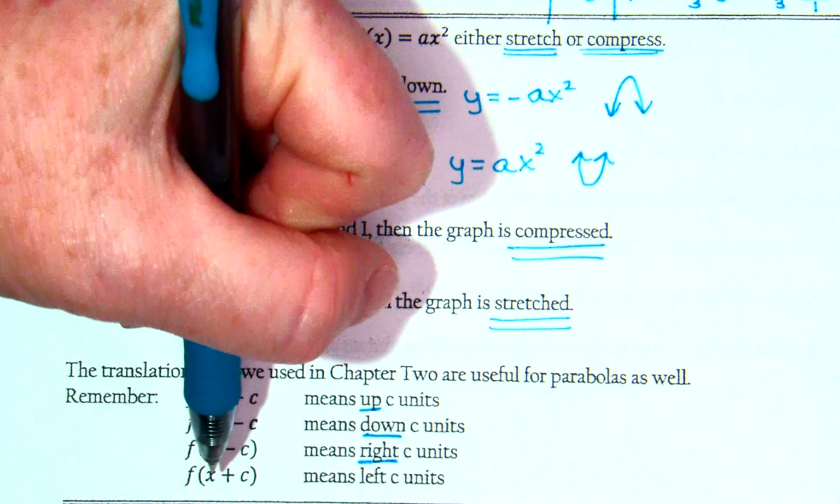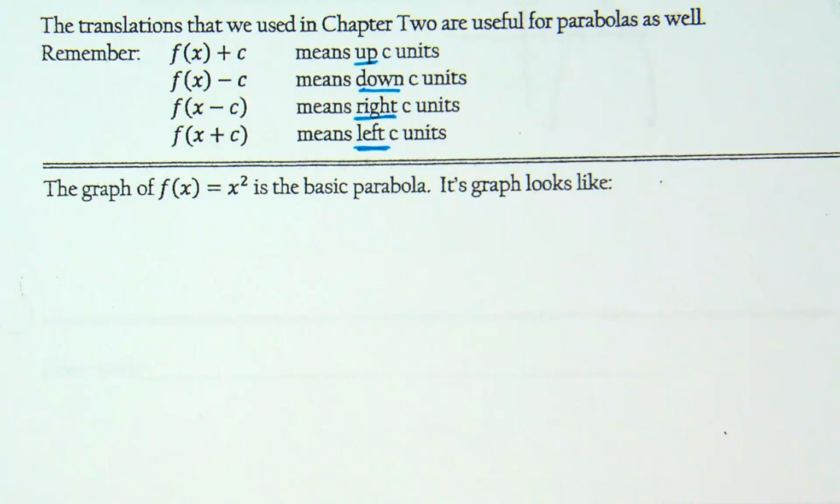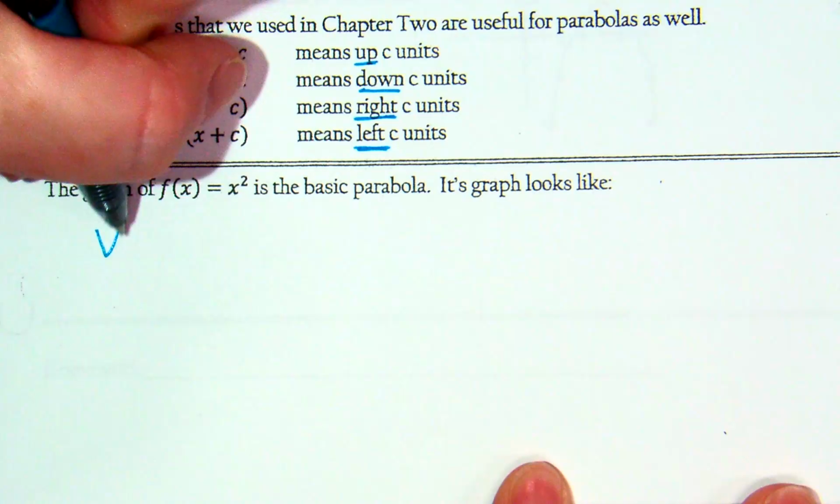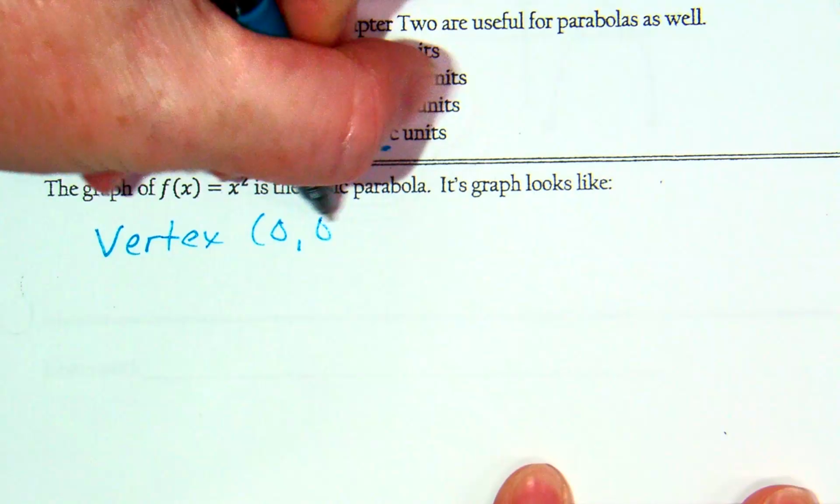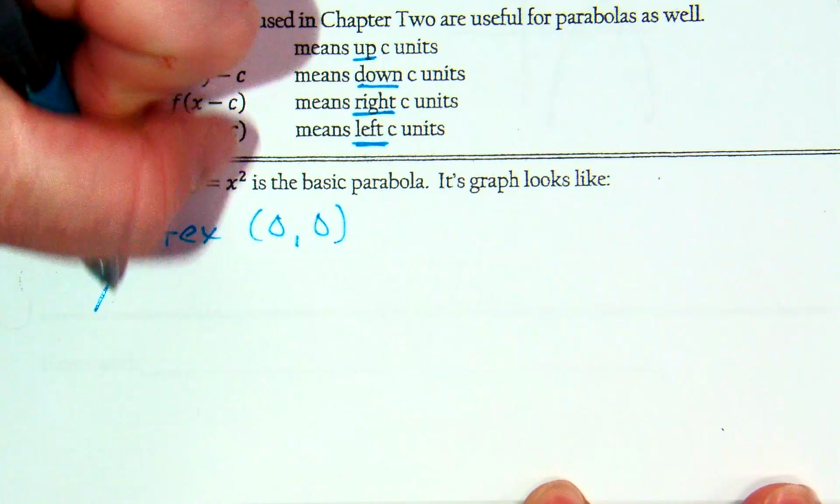Okay, before we flip to the back side, I want to get down basic information of a parabola. So, if it's just f of x equals x squared, nothing special happened. What's the vertex? 0, 0. If my vertex is 0, 0, what's my axis of symmetry? X equals 0.